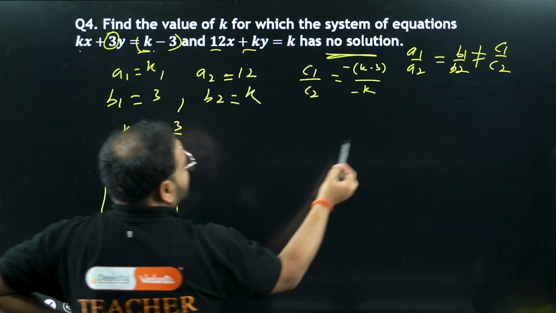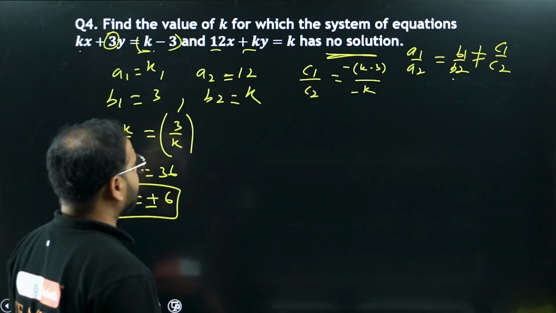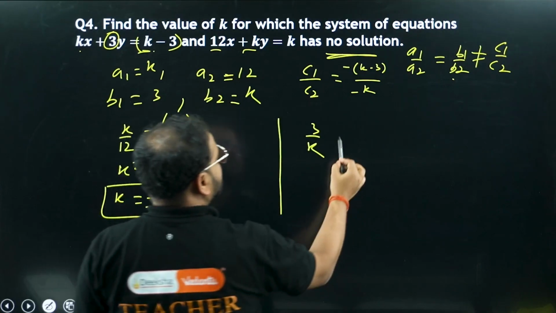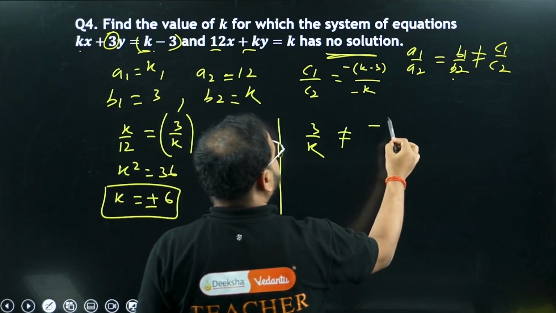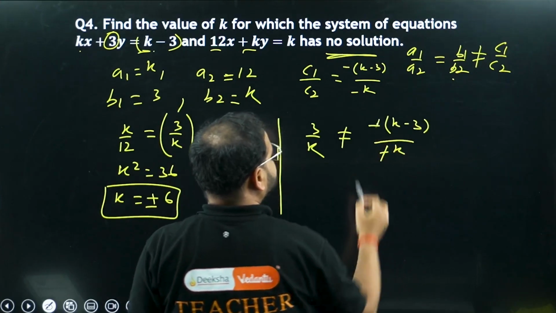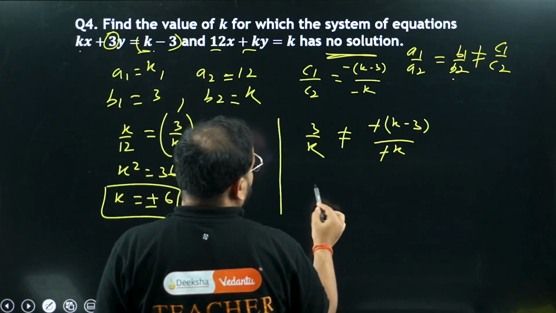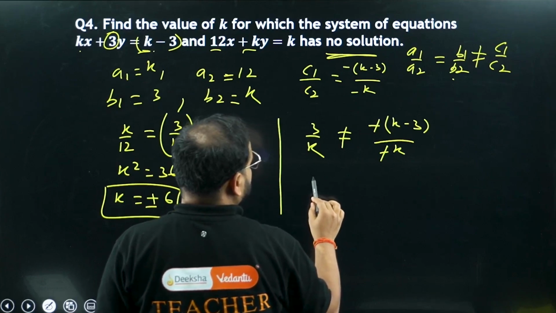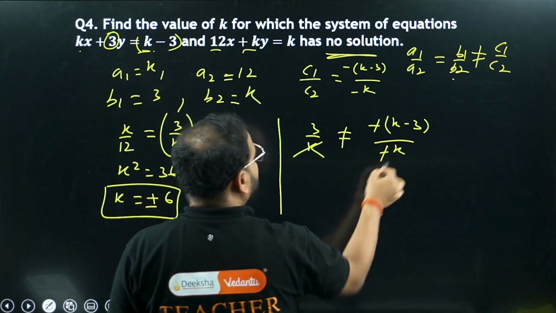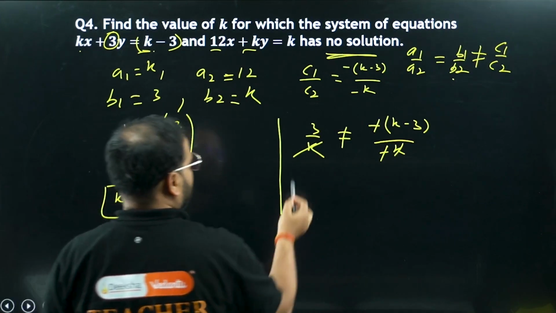Take the next condition. b1 by b2 is not equal to c1 by c2. What is b1 by b2? This is b1 by b2. So take it over here. 3 by k is not equal to minus k minus 3 upon minus k. Cancel this. Now what do I get? I can cancel this k and k.